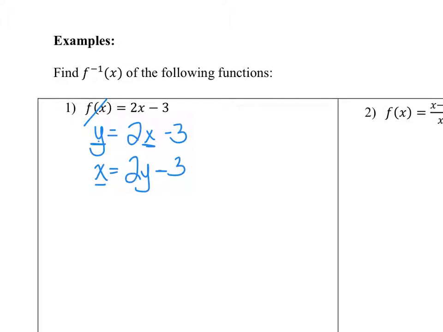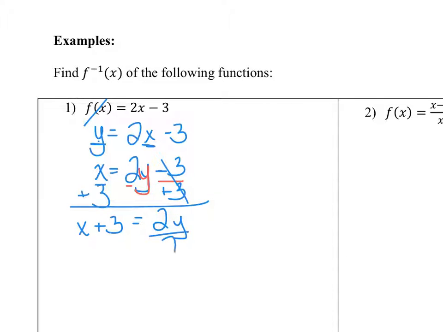Okay, after that, we have to get y by itself. So this is y, and we have to get it by itself. We have to get rid of that -3 and the 2. So it's just straightforward solving an equation. So we add 3. When I add 3 to x, hopefully you remember that we can't combine them. They are not like terms. So they just stay there, and then we divide by 2.